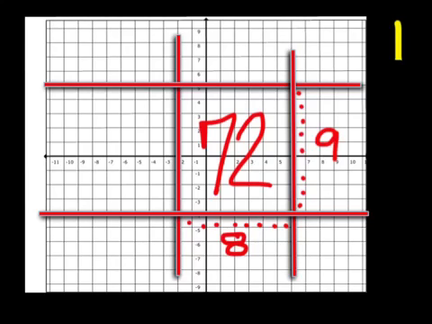Some of you went and put points on the y-axis and the x-axis and then created like a diamond figure. That's not what it is. Clearly this creates a box and you have to find the area. The area of a box is length times width. So you have 8 boxes here, 9 boxes there, multiply them together and get 72.